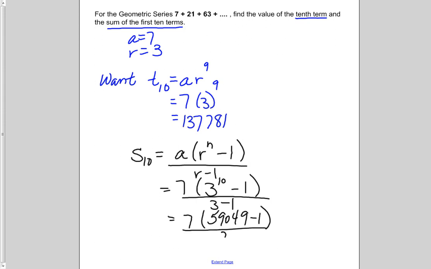59049. Goodness sakes. The sum of 10 terms is 206,668.